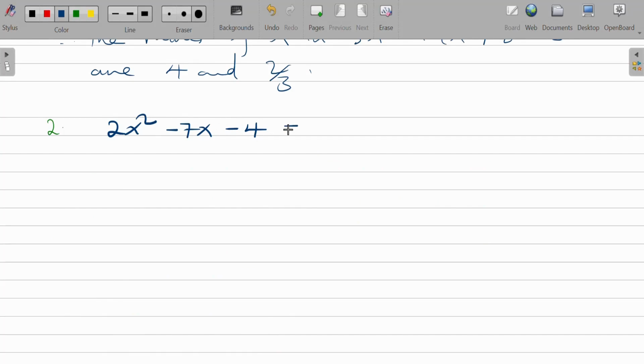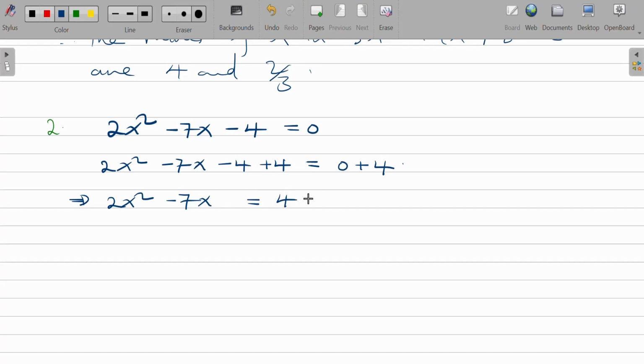So here we are going to have 2x squared minus 7x minus 4 plus 4 equals 0 plus 4. So here we are having 2x squared minus 7x, and this one becomes 0 equals 4. So let us make the coefficient of x squared be 1. We are going to get 2x squared minus 7x being equal to 4. Then divide by 2 everywhere on both sides of the equation, so that we are having x squared minus 7 out of 2x equals 4 divided by 2. We are getting 2 as the answer.